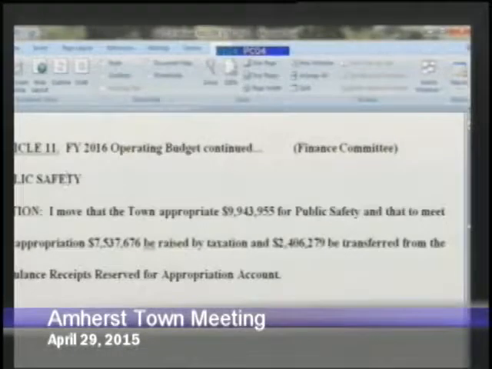We now move on to public safety, and I call on someone on the Finance Committee to make a motion. Mr. Moderator, I move the town appropriate $9,943,955 for public safety, and to meet such appropriation, $7,537,676 be raised by taxation, and $2,406,279 be transferred from the ambulance receipts reserved for appropriation account. I hear a second. You may speak to your motion.